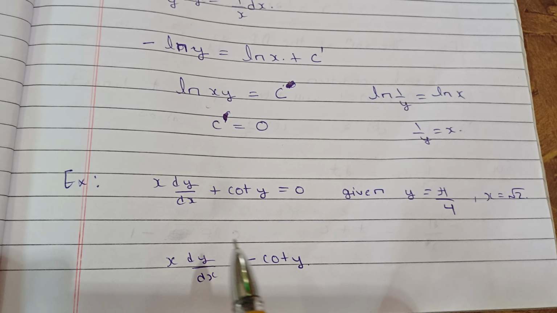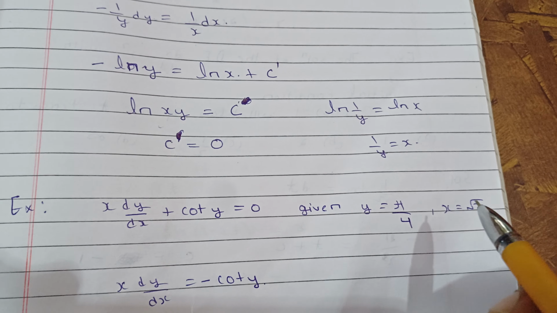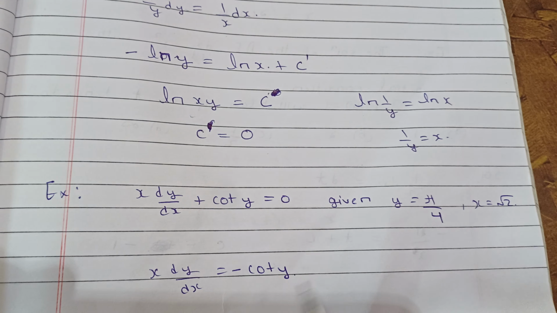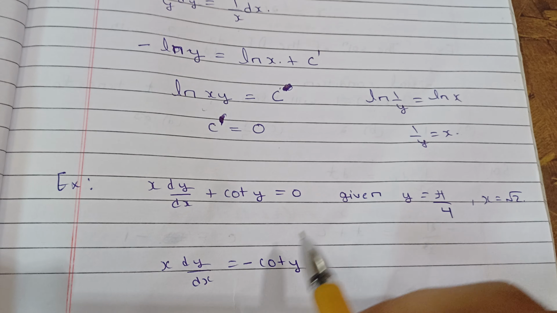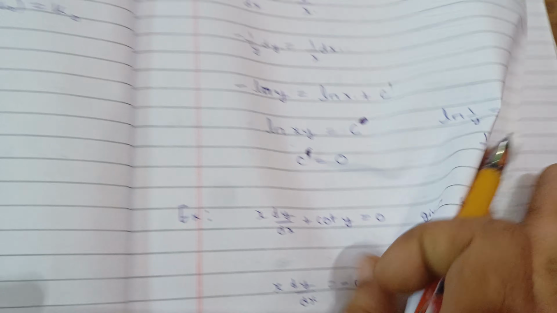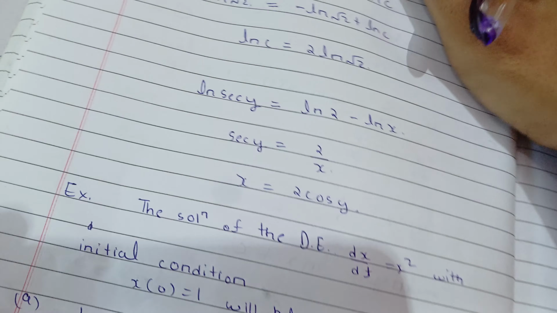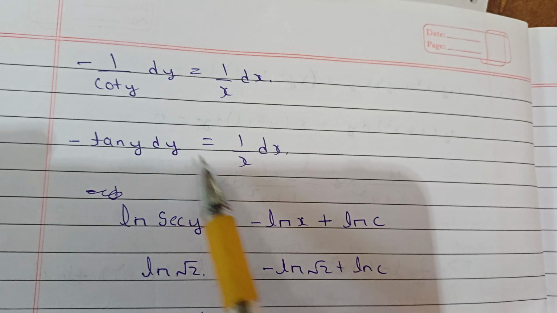Now one more example, x dy upon dx plus cot y equal to 0. Given initial condition at x equal to root 2, we have y equal to pi by 4. So just separate the variable first. It is minus cot y this side, then dx upon x. And minus cot y will come to this side. So this kind of equation we will get. It will be tan y dy equals minus 1 upon x dx.